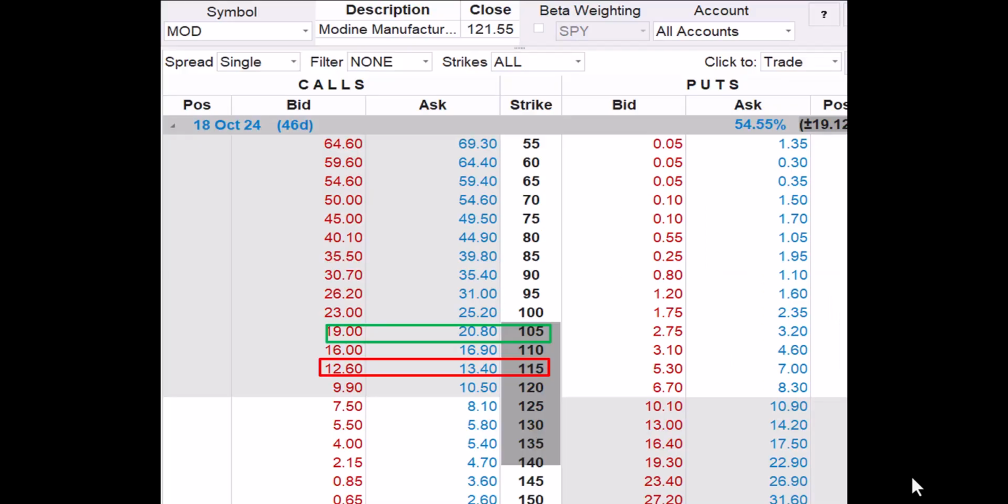Now we want to review a call option debit spread, aka a vertical call spread. For this spread, we want to buy to open the MOD October 18 expiration 105 strike call and sell to open the MOD Oct 18 115 strike call. We're going to base our entry prices on the midpoint between the bid and ask prices. That means we'll buy the 105 call for $1,990 and sell the 115 call for $1,300 even. $1,990 minus $1,300 equals $690. So the entry price or debit cost for the spread is $690.